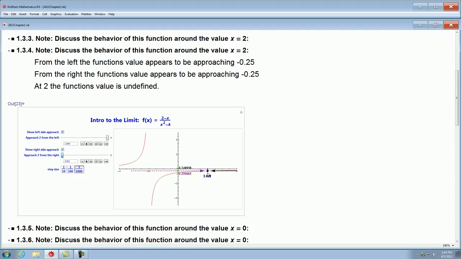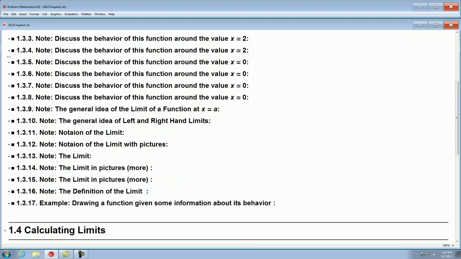But at 2, the function's undefined. So again, the idea of the limit is not what's happening at 2. It's what's happening as we get close to it. So that's what this is saying up here. All right, next one.